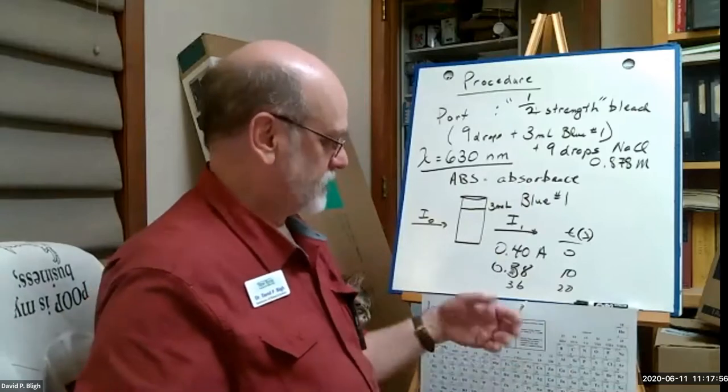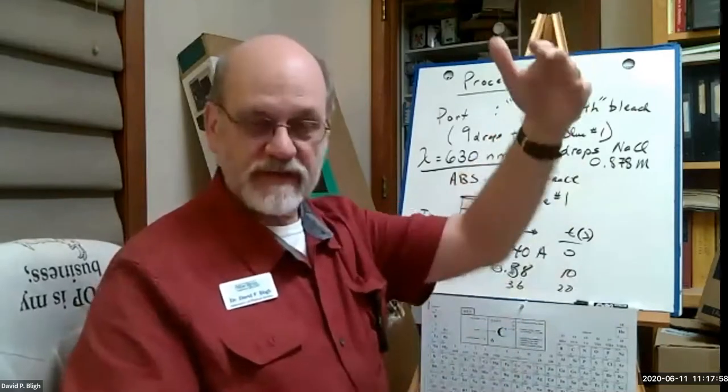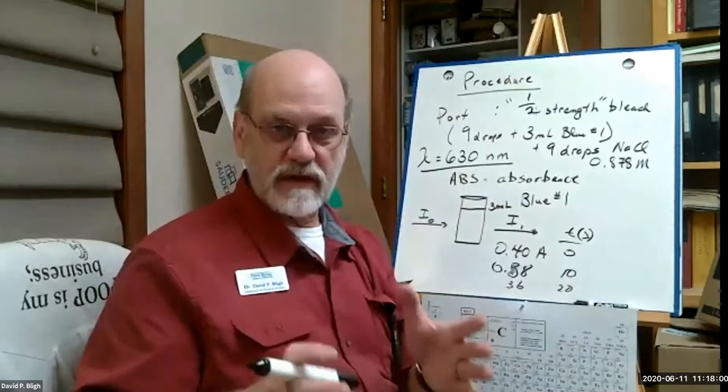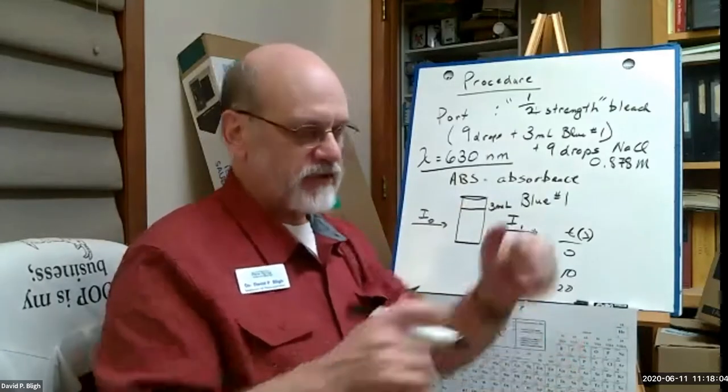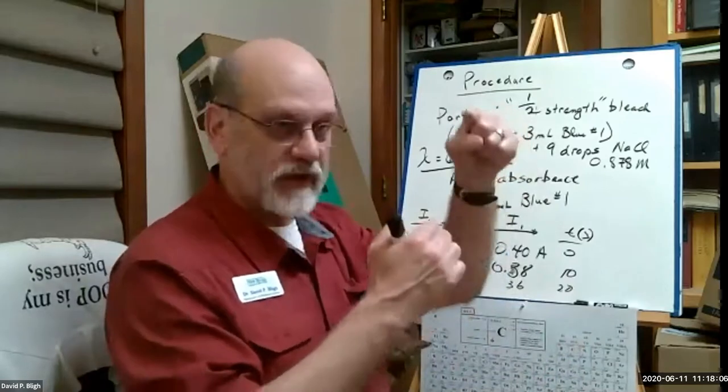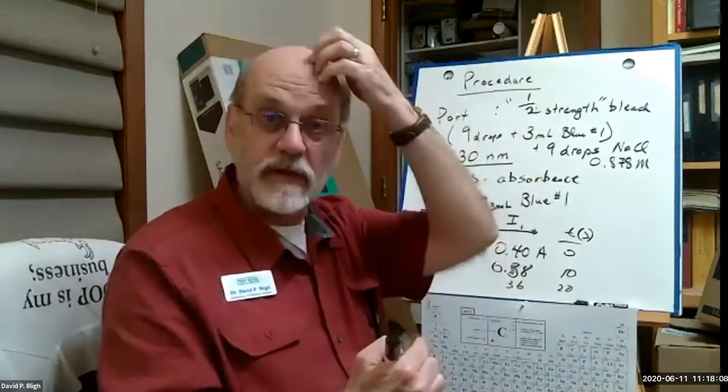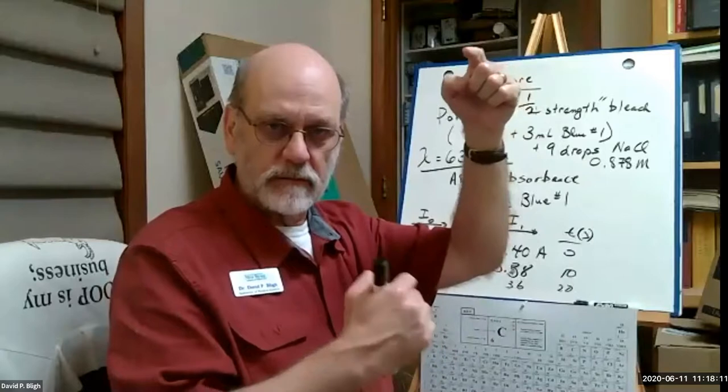Right? So you're going to have a longer data set, and you can see that in the document that I've given you in Blackboard, that you'll have a short data set for the full strength and a longer data set for the half strength.